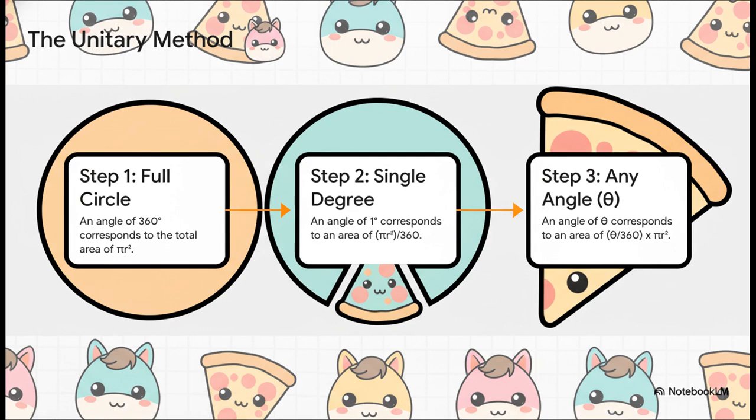Let's just walk through the logic here. It's actually super straightforward. Step 1, a full 360-degree angle gives you the entire area of the circle, pi r squared. Okay, that makes sense. So for step 2, the area for just one of those degrees must be the total area divided by 360. And from there, step 3 is simple. To find the area for any angle you want, we'll just call it theta, you just multiply that little 1-degree area by your angle. See? No magic, just simple logic.